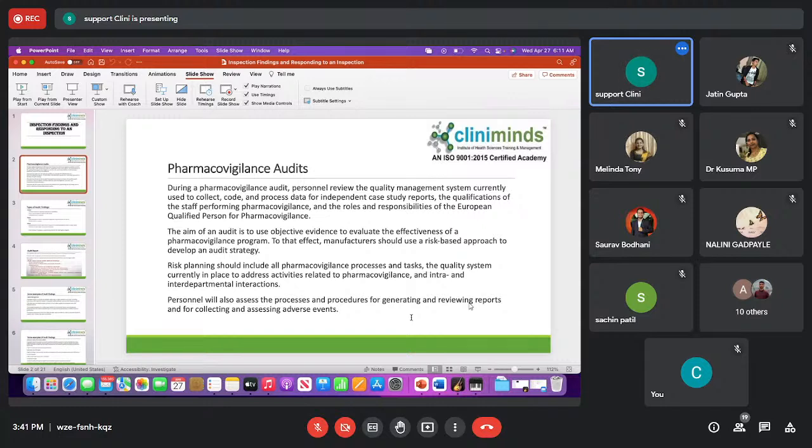And even if you look at the good pharmacovigilance practices, there's a regulation on record retention which tells us that we have to retain the records for almost 25 years. Ideally, it should be lifelong, but at times it's 25. In some regulations, it is mentioned as 25 years.